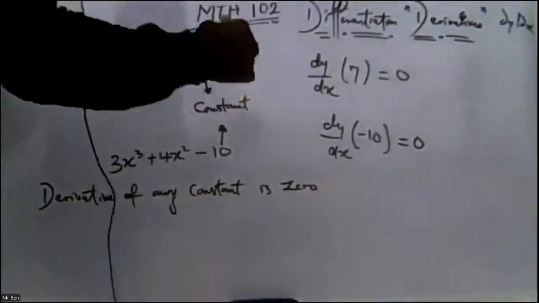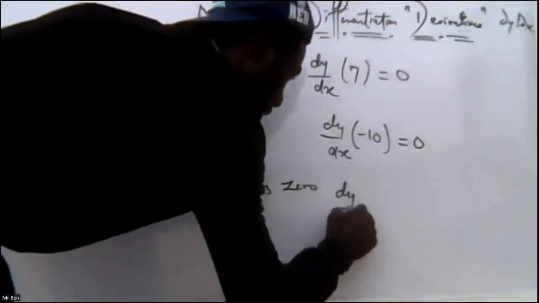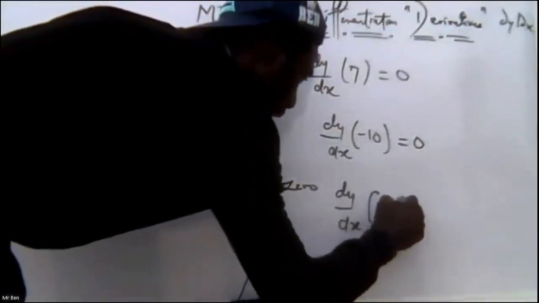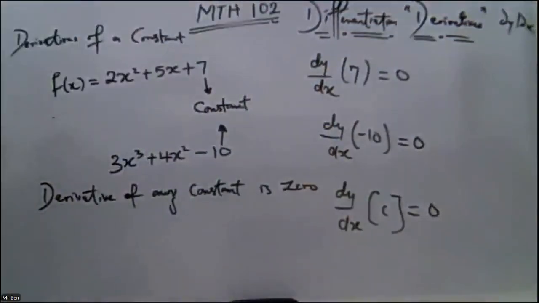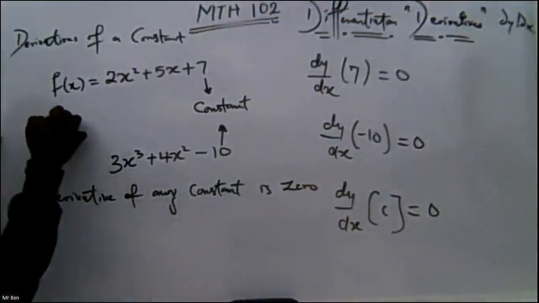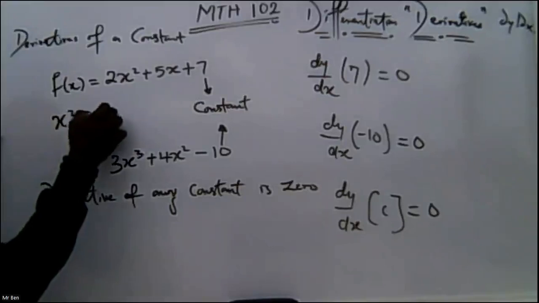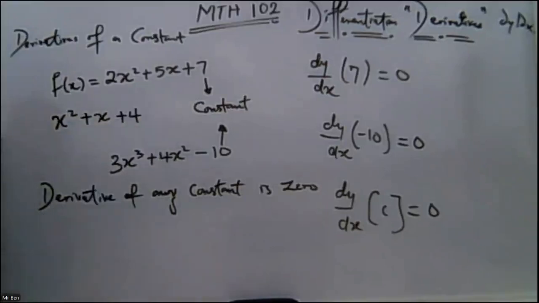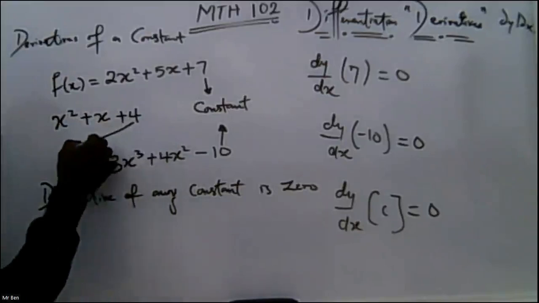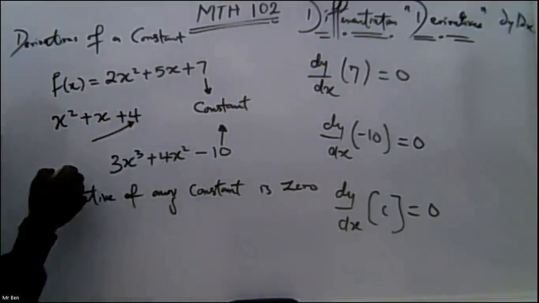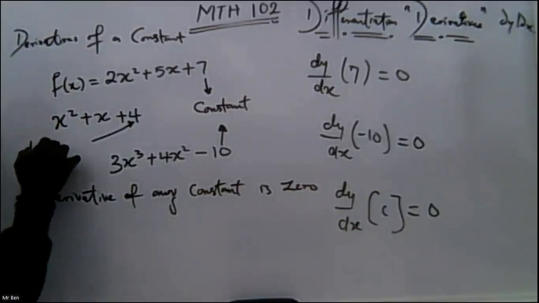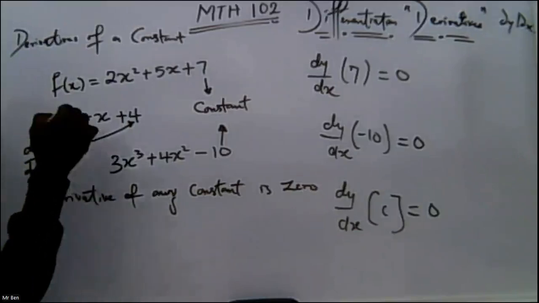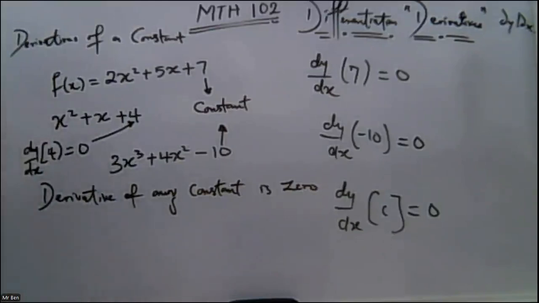The derivative dy/dx of any constant is 0. Please note that the derivative of any constant is 0. So if I have something like x squared plus x plus 4, what is the derivative of this 4? It is 0. dy/dx of that 4 is 0. Thank God we have known that.